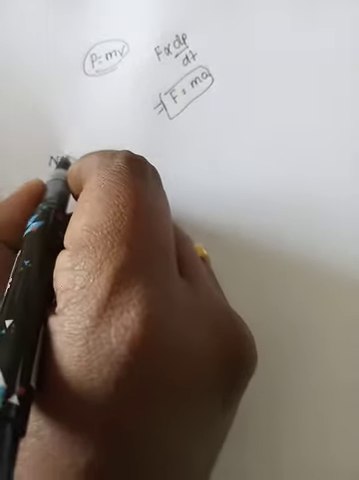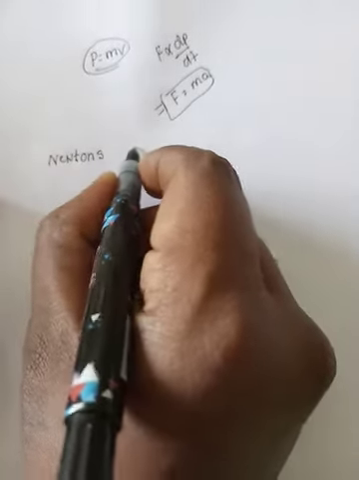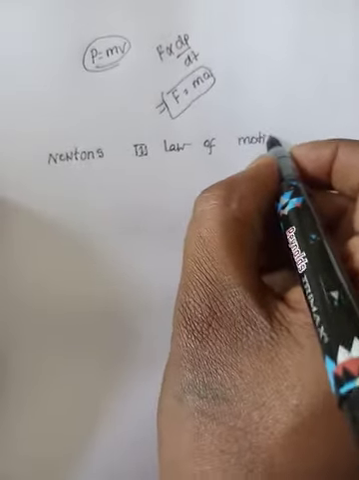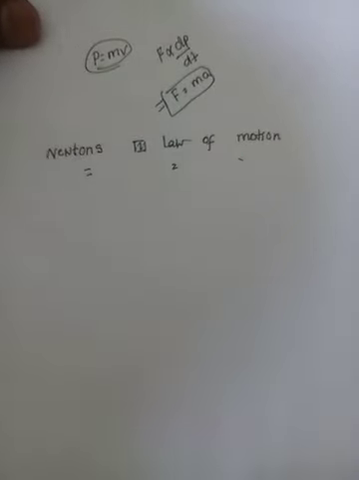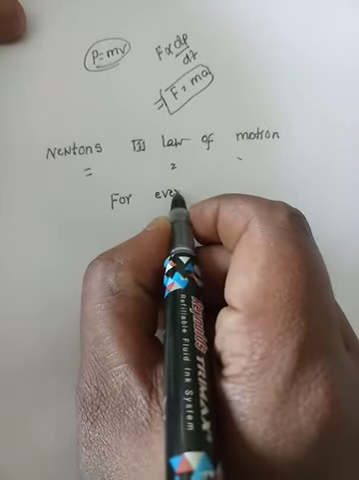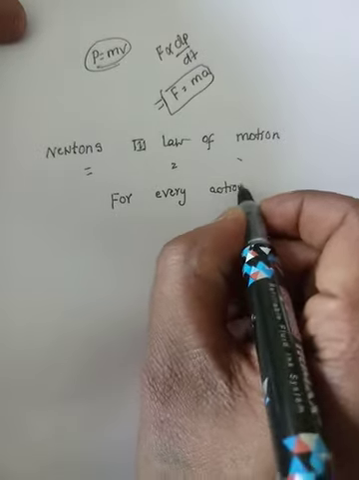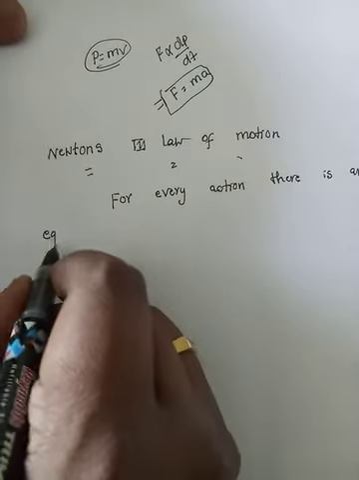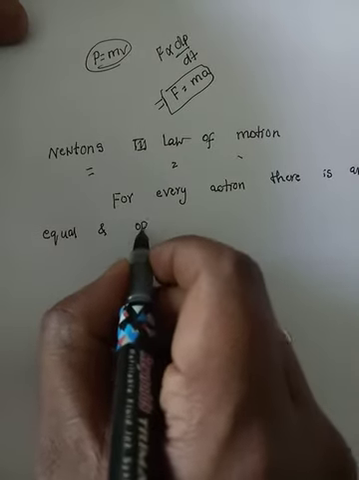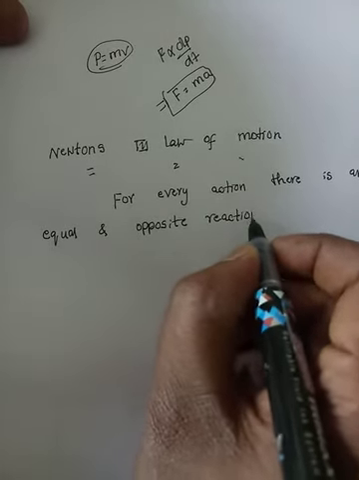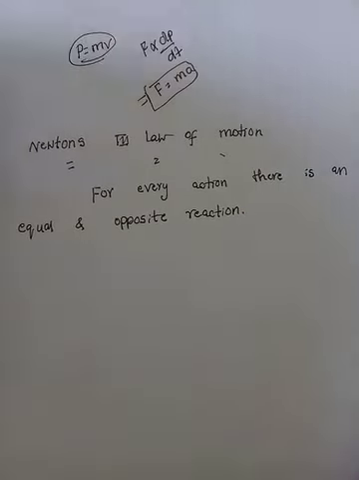And Newton's third law of motion is very well known to all of us. It is universally known. Even if you don't know physics, this law is known to everyone. It is very simple: for every action, there is an equal and opposite reaction.